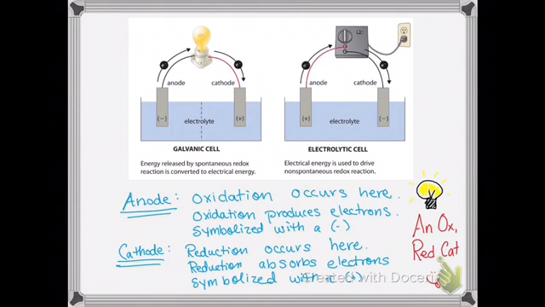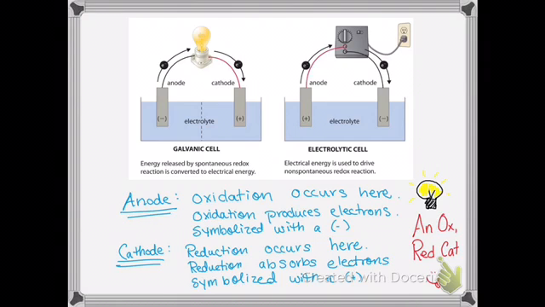So what we have in this picture is a galvanic cell on the left. This is the one that happens spontaneously. And we have an electrolytic cell on the right where we have had to plug in a power source. That's what you're seeing right here. So either a battery or some kind of power source is used to push the electrons and pull the electrons from one metal to another.